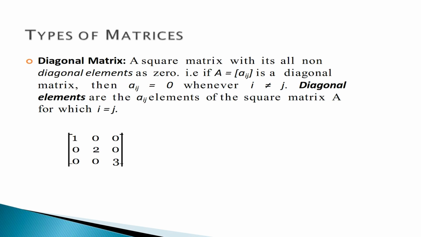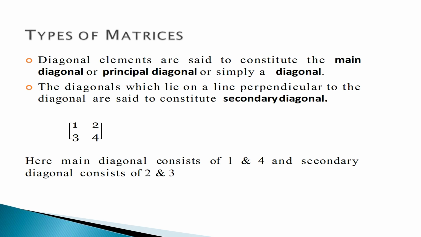Next, what is a diagonal matrix? A square matrix with all its leading diagonal elements non-zero and other elements 0 is said to be a diagonal matrix. This is a square matrix. The leading diagonal means from the top left to the bottom right; this diagonal is known as the leading diagonal or principal diagonal. The other diagonal is known as the secondary diagonal. Here is example 1, 2, 3, 4, where the main diagonal elements are 1, 4 and the secondary diagonal elements are 2, 3.